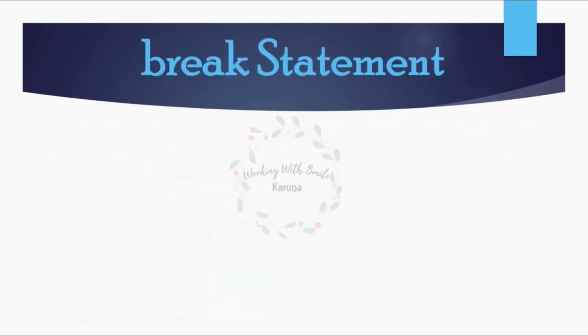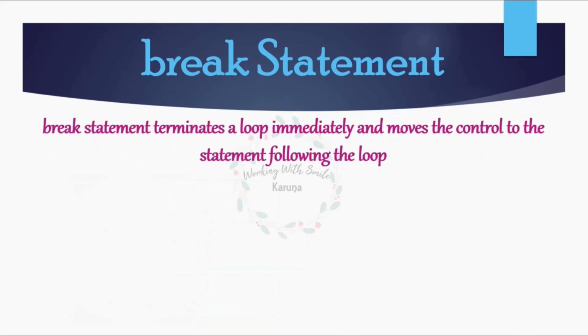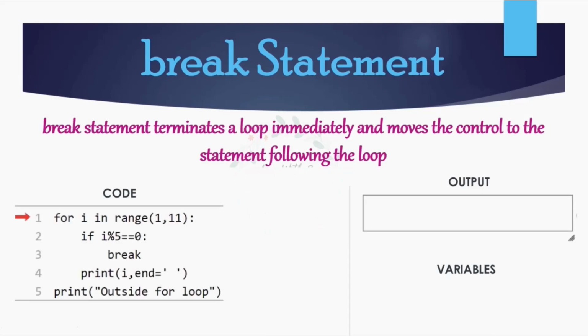The break statement, the purpose of which is to terminate a loop immediately and move the control to the statements which are written outside the loop. So here we are going to execute the for loop from the beginning. For the first time, i gets the value 1 given by the range function, after which it checks the condition for divisibility by 5, where it becomes false, and therefore the control moves to the statement which is written after the if condition, giving the value of i on the screen.